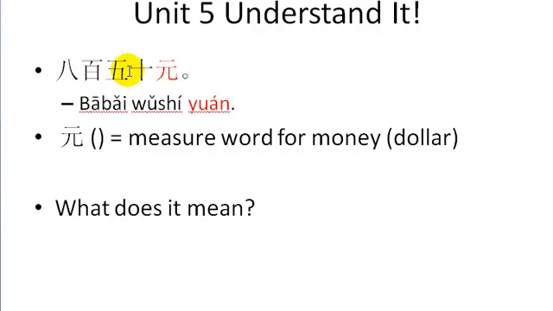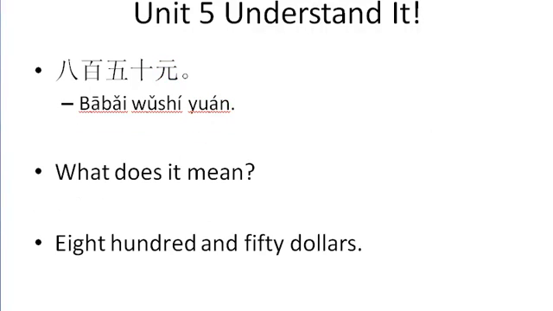850元. So 850元, yuan means it's the measure word for the Chinese currency unit or dollar. So it's 850元. So how much is the rent? Pause and write down. $850.